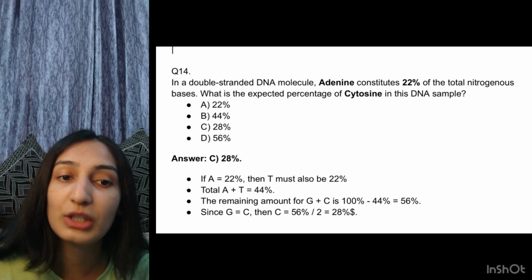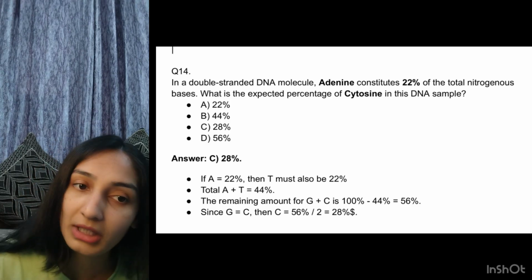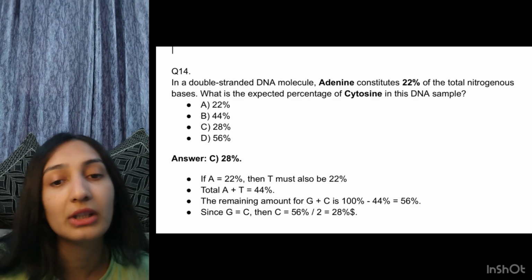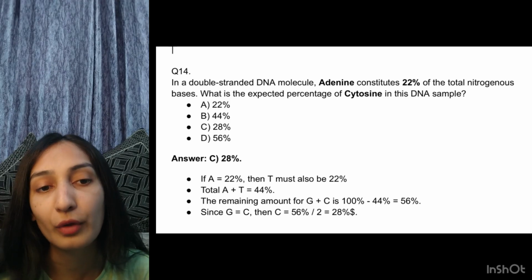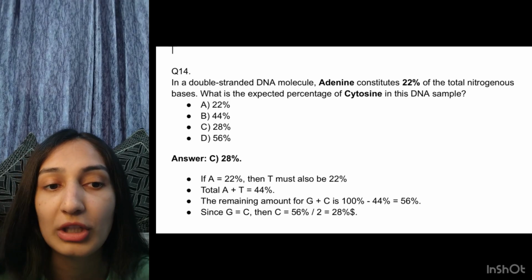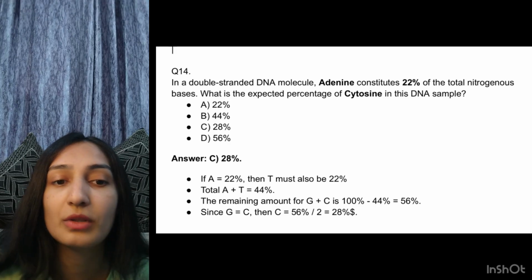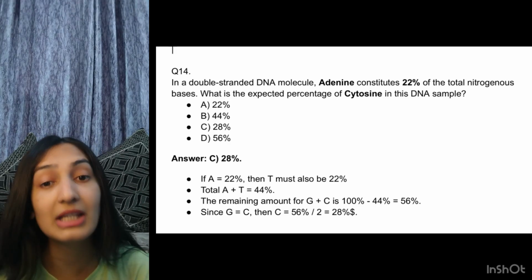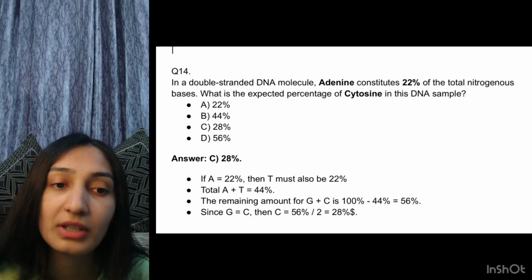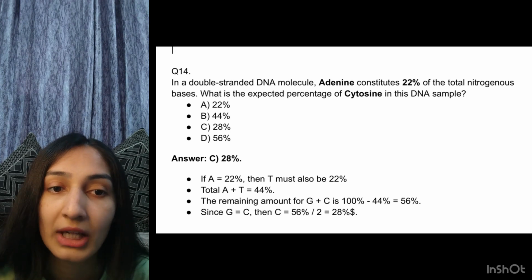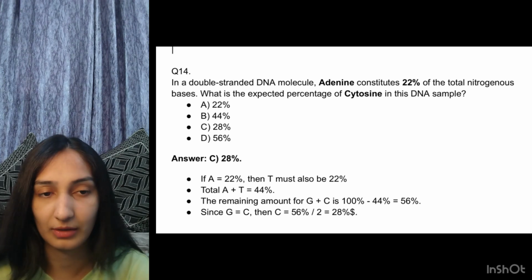How so? If A is 22%, then T must also be 22%. That is, A plus T accounts for 44%. The remaining amount for G plus C is 100% minus 44%, which is equal to 56%, and since G is equal to C, C is 56% divided by 2, that is 28%.